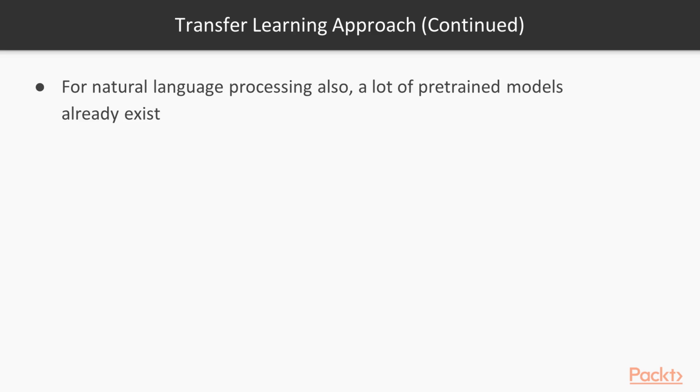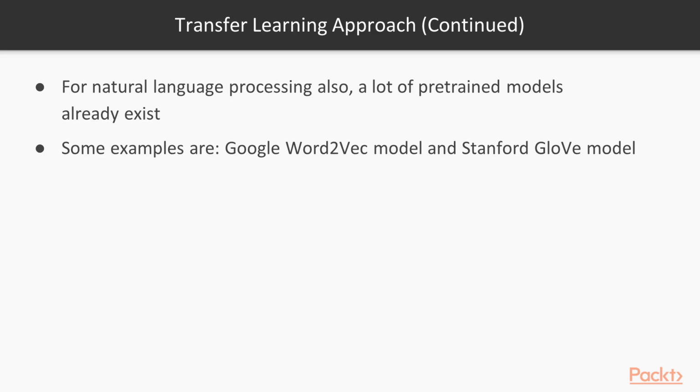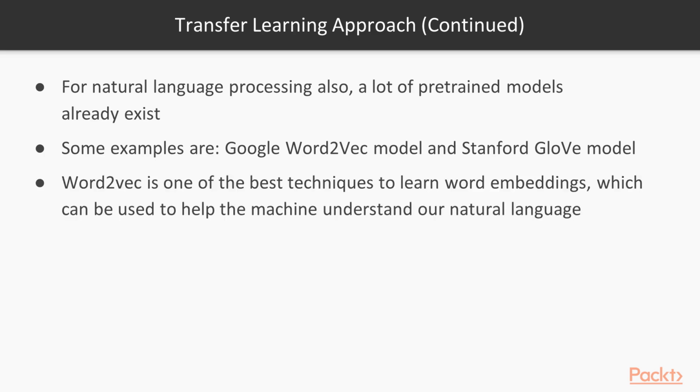Transfer learning is also very useful in the case of NLP or RNN tasks. For natural language processing, we have a lot of pre-trained models, one of which is a very famous model given by Google, Word2Vec, and another, the Stanford GloVe model. Word2Vec is one of the best techniques to learn word embeddings, which can be used to help machines understand natural language. It contains word embeddings that separate out words based on some features.